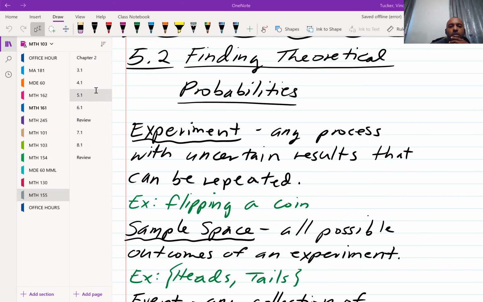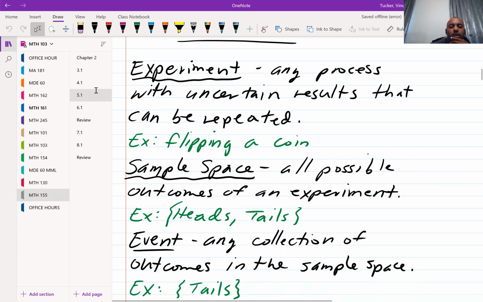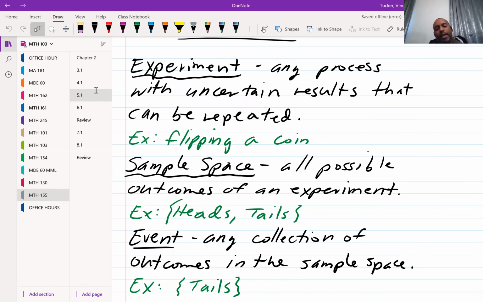An event is going to be any collection of outcomes in the sample space. So for this example, if we ask what's the probability of landing tails face up, then tails would be the event. If we ask about the probability of landing heads, then heads would have been the event.